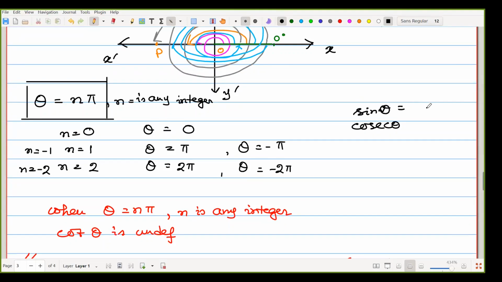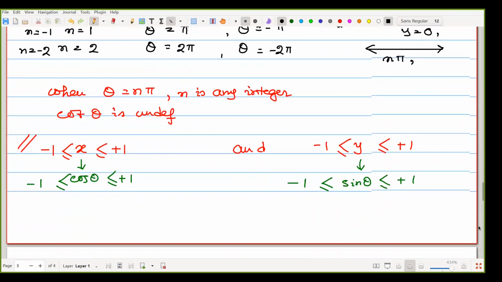sin theta means we have y. So cosec theta means 1 by y. So when y is equal to 0, that means the x-axis, we have no value, and that is only happening. Also, we have found it using the cot theta, that when y is equal to 0, that means n pi is undefined. y is equal to 0 means on the x-axis. So cosec has all the real values of theta except n pi.